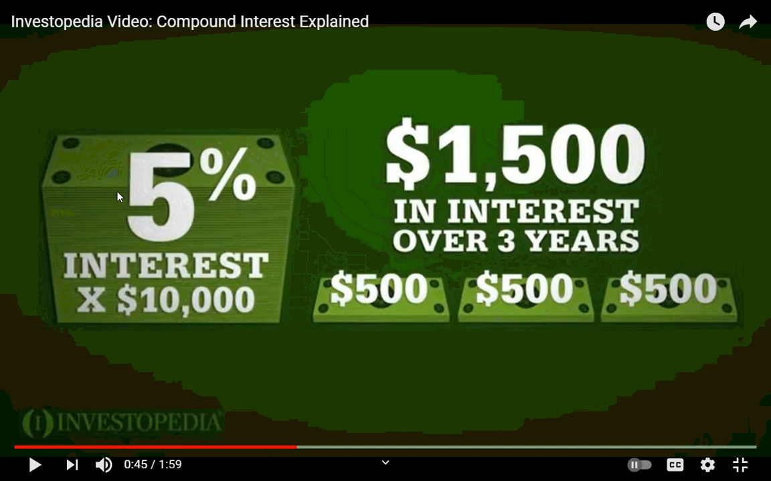So you're taking 5% of 10,000 year 1, 5% of 10,000 year 2, 5% of 10,000 year 3, and then you're going to add up all of those to get your total. That is our simple interest.